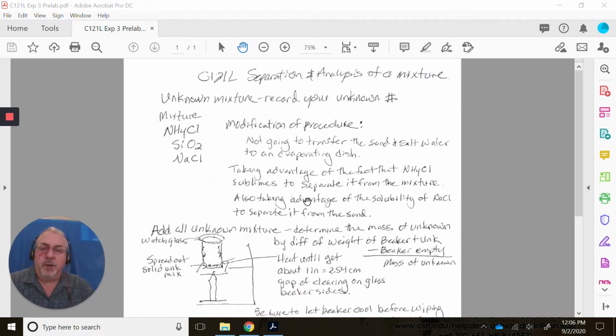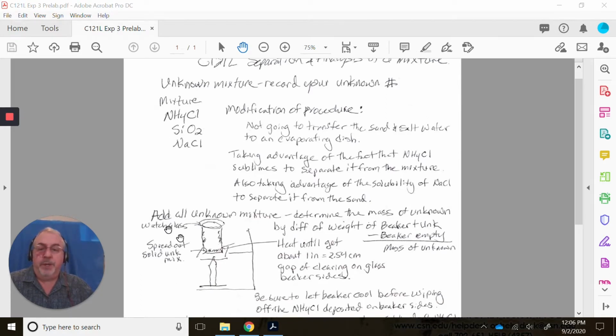The other physical property we're going to take advantage of, to separate what's called the residue, which consists of the sodium chloride and the sand, the silicon dioxide, is the solubility of sodium chloride in water, right? So the way we're going to determine our masses of all of our readings in this lab is to measure the weight by difference. For example, if I have the beaker plus the unknown and I subtract just the mass of the beaker empty, I can get the total mass of the unknown mixture.